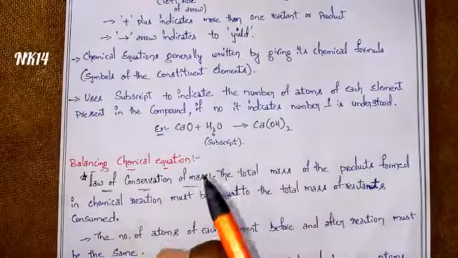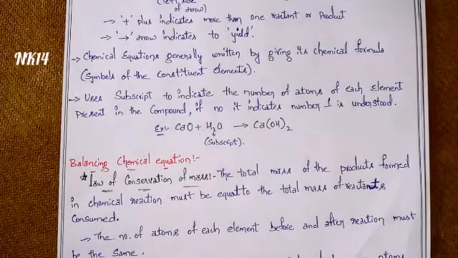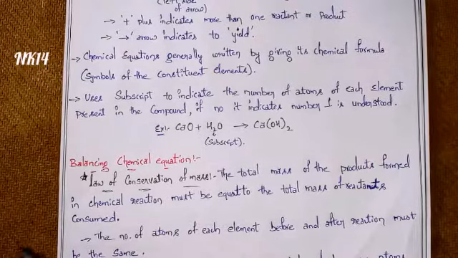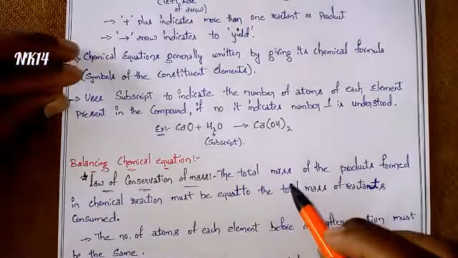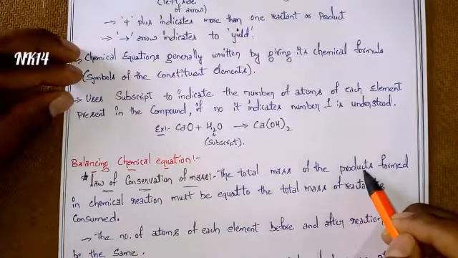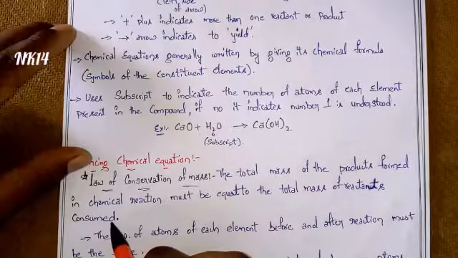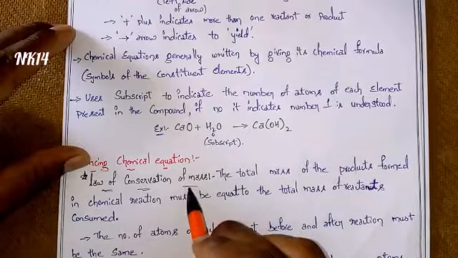It is the same point as the law of conservation of energy. We know energy is neither created nor destroyed, but one form of energy will be converted to another form. In the same way, here, whatever products are formed, the amount of the products should be equal to the same amount of reactants. So this is the law of conservation of mass.